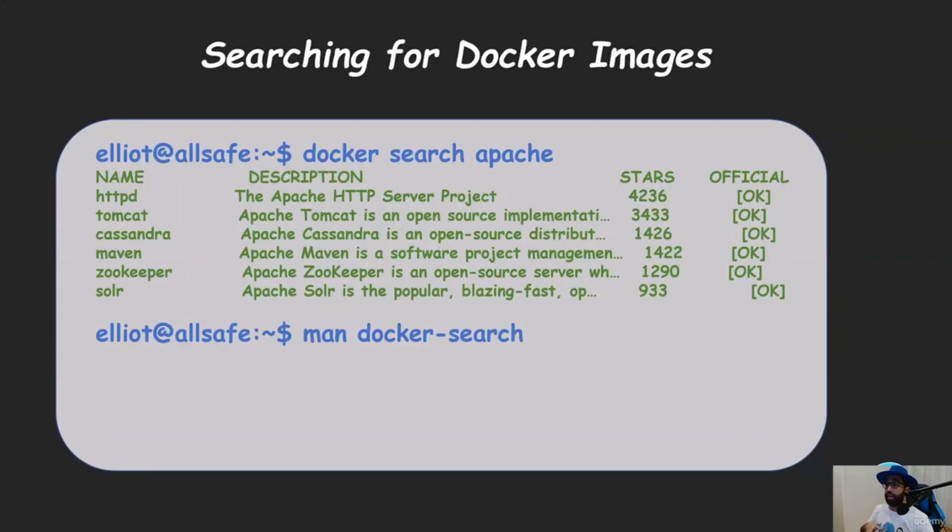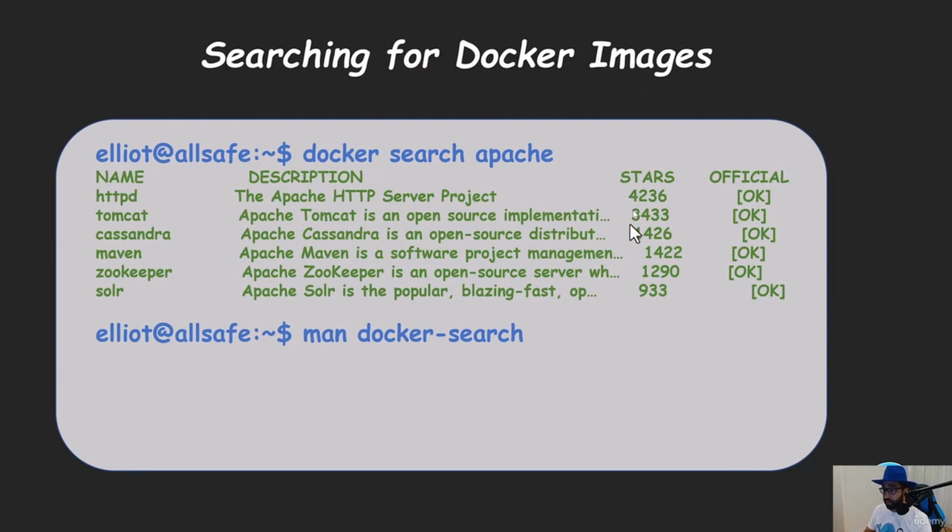Hello everyone. In this video, I'm going to show you how to search for Docker images. So you have got 2 options. The first is basically by going to the Docker Hub website and searching for your Docker images there. And the second option will be to run the command docker search. And I will show you the two options, okay?